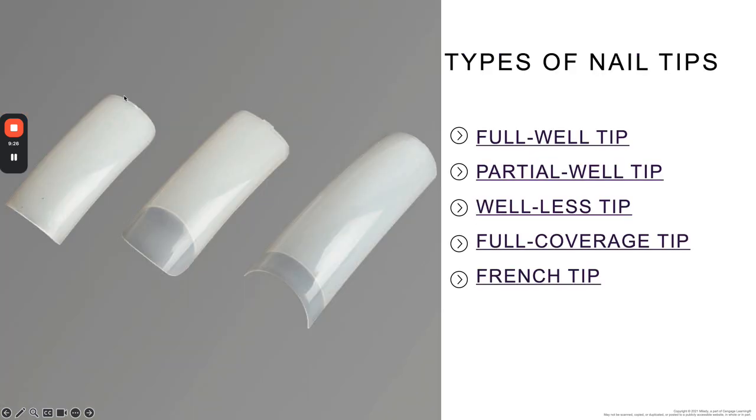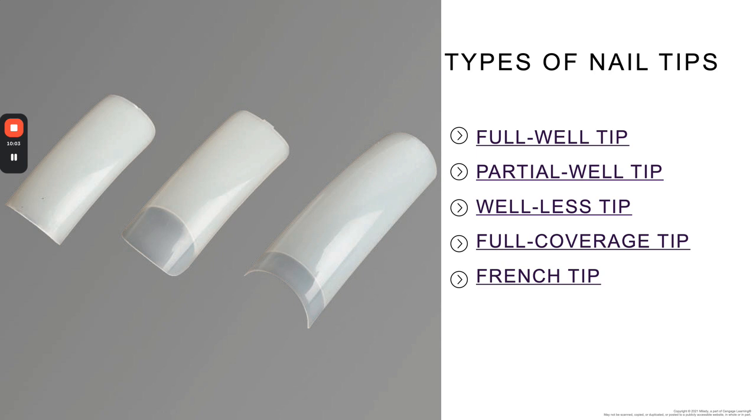So next up, we have the different types of nail tips, mainly, and they're all going to vary by the type of well. Some of them are well-less, and some of them have a certain type of well. So let's start with the full well. A full well is not here, but easiest way for me to explain what a full well is, those are your full coverage tips. Those are like your press-on. It covers the entire nail from the cuticle all the way.